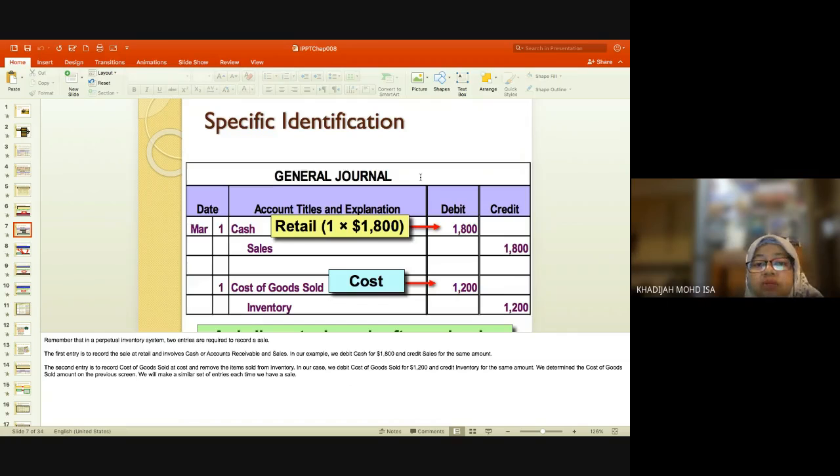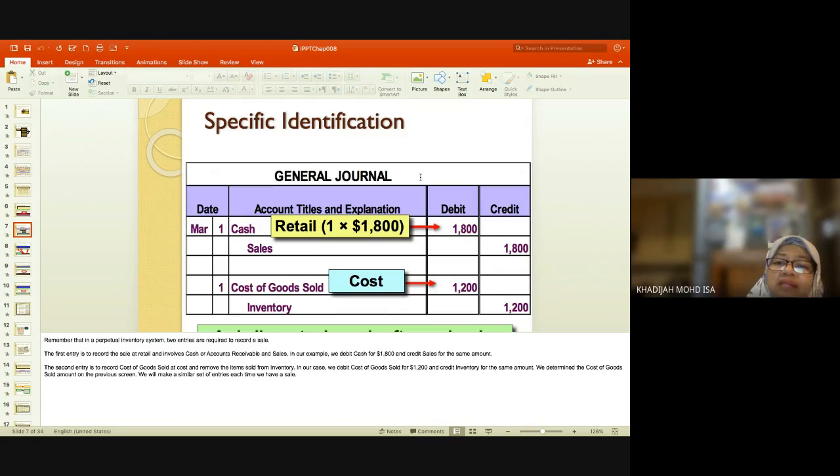So when you say you sell for 1,800, you remember that under perpetual, when you make sales, there are 2 entries. One is to record the sales and the other one is to record the cost. Cost is 1,200, so debit COGS 1,200, credit your inventory, but the sales is recorded at 1,800. So debit your cash, credit your sales.